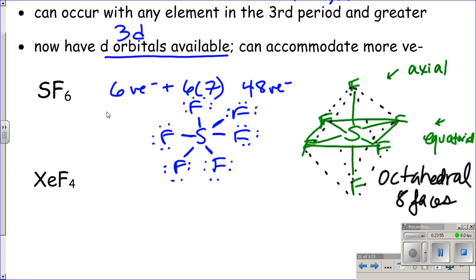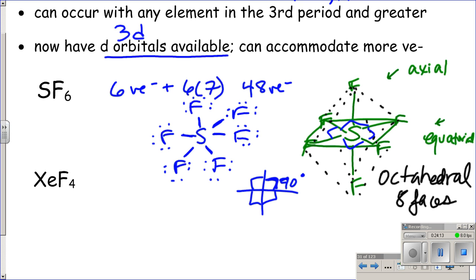So, for example, the angle between these fluorines, these fluorines, these fluorines, and these fluorines on the equatorial region, they essentially are forming a cross with each other. So that's 90 degrees right here. 90 degrees all the way around. So all those fluorines on the equatorial region are 90 degrees.